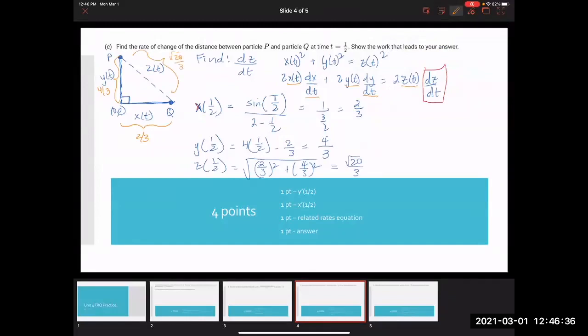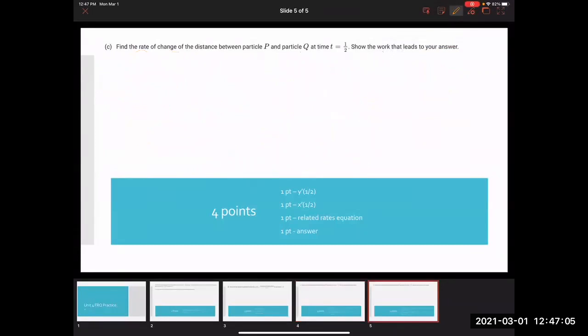So now we've got 3 of the 5 unknowns. The remaining thing that we need to do is figure out x prime at 1/2, because that's dx dt, and y prime at 1/2 because that's dy dt. Once we do that, we've got everything we need to solve for our unknown, which is dz dt. All right, plugging back into the relationship we got by taking the derivative of both sides. So that is the last part. So let's go ahead and get started with that.